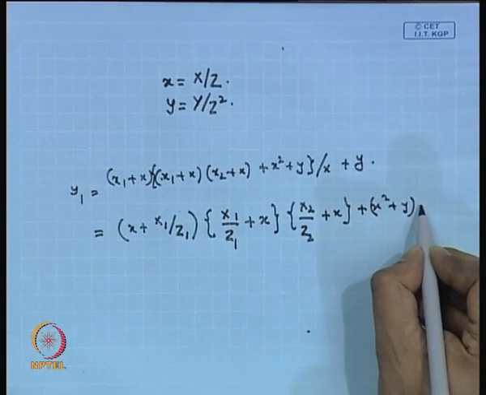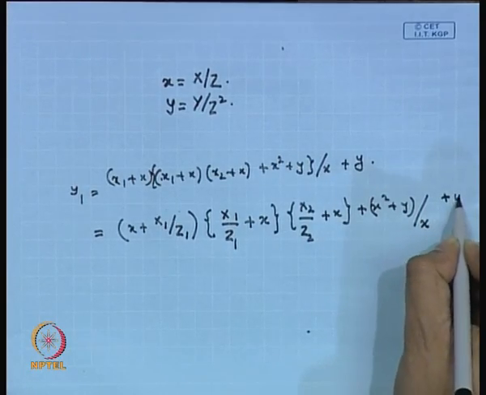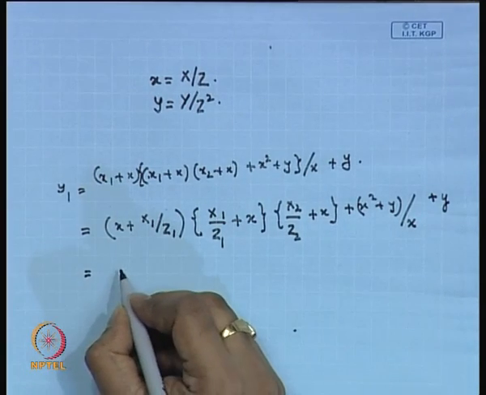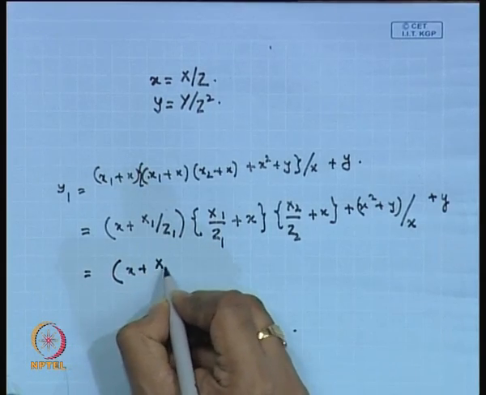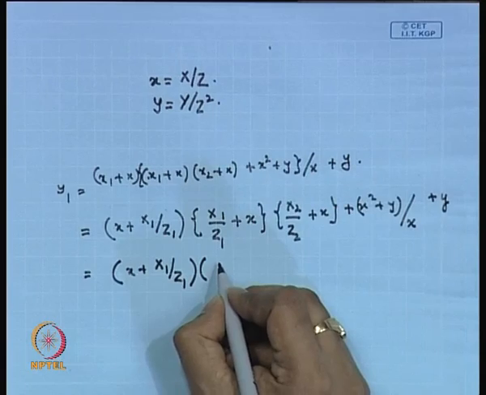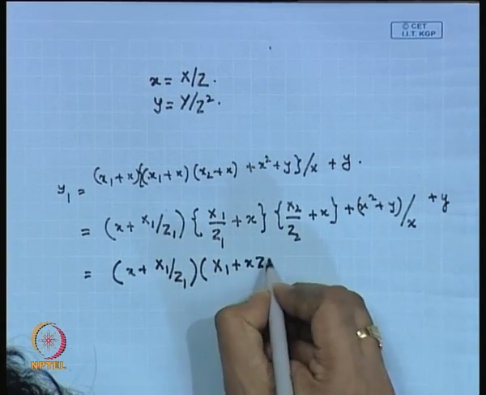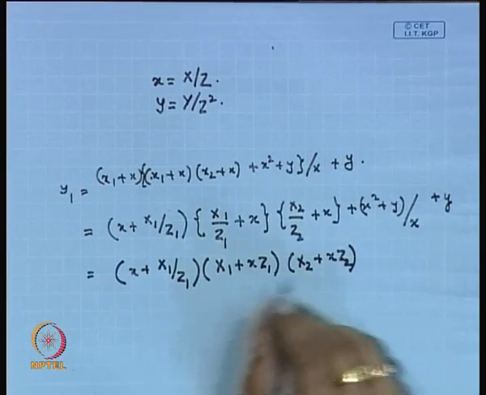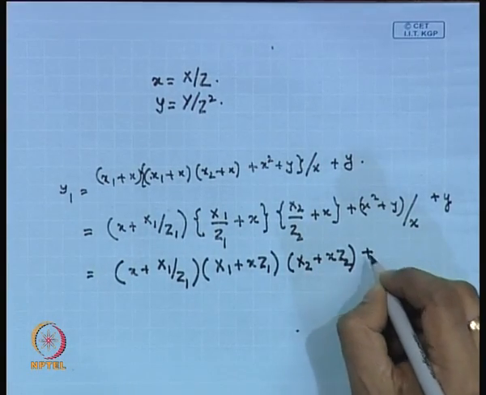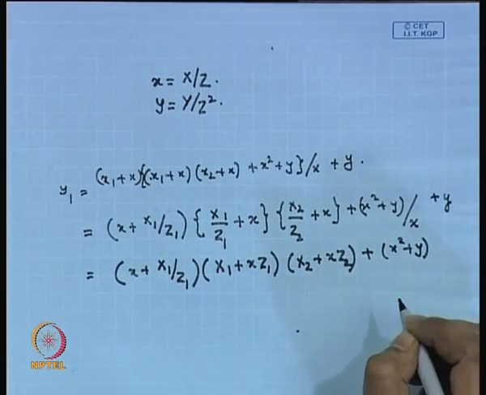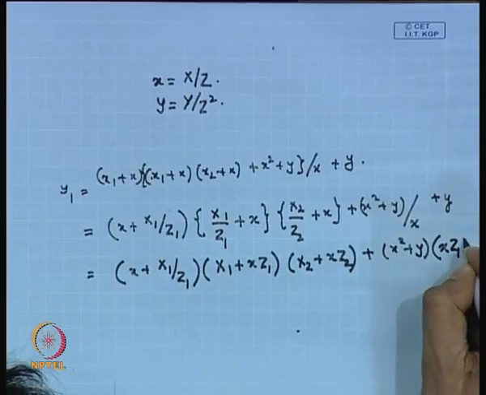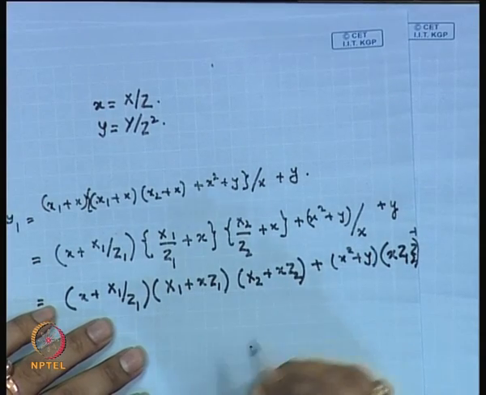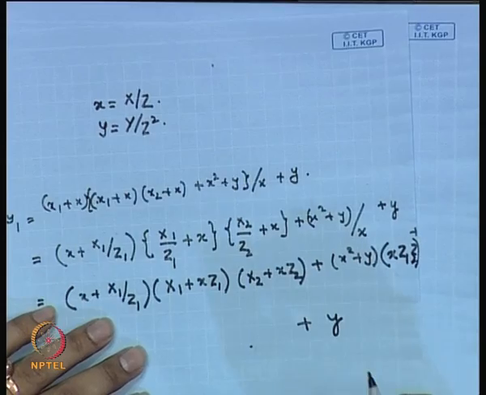and that is divided by x, and again point y is added. So, therefore, you can simplify this and write it as x plus x 1 by z 1 and this as x 1 plus x into z 1, x 2 plus x into z 2. So, you see that there is a z 1 by z 2 at the bottom, then you have x square plus y, and you can write all these z 1, z 2 with the inverse. So, therefore, x into z 1, z 2, plus this term y.